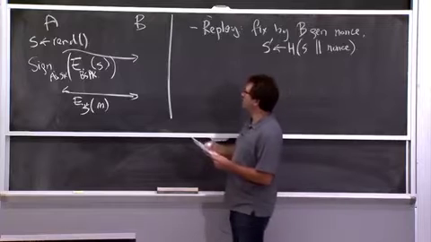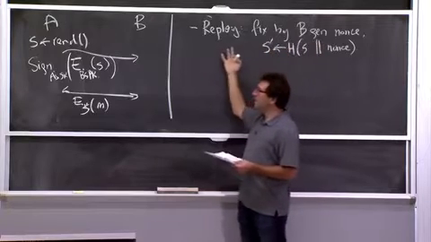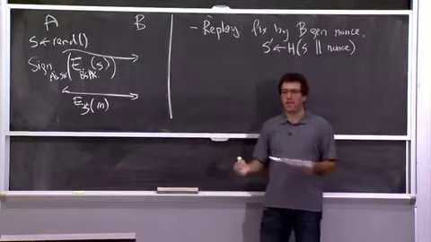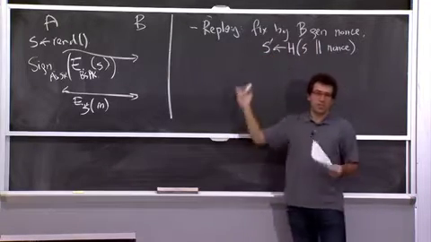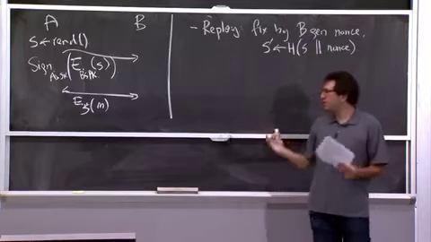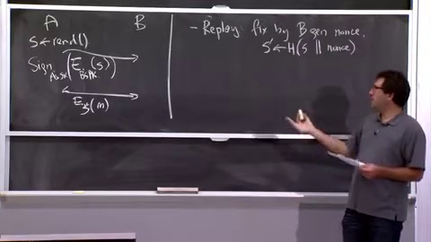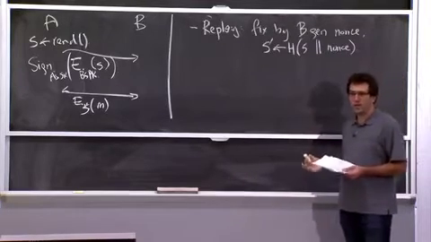So maybe B could send the nonce back to A, encrypted under A's public key, and then only A would be able to decrypt the nonce and generate the final session key S prime. So there's a couple of tricks you could do. And this is roughly how client certificates actually work in web browsers today.